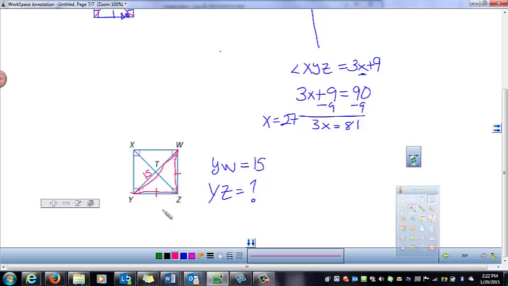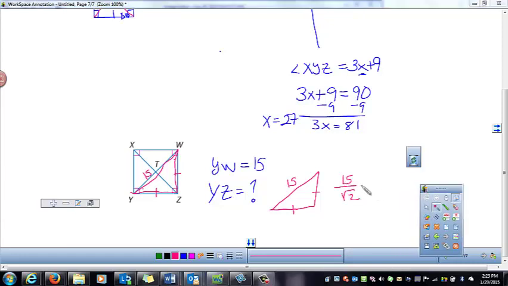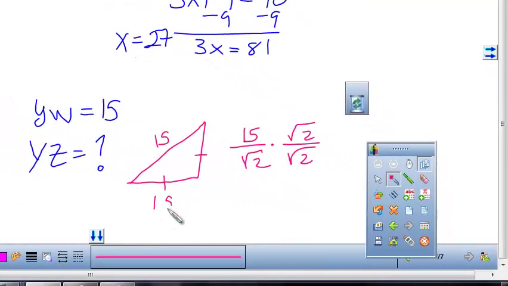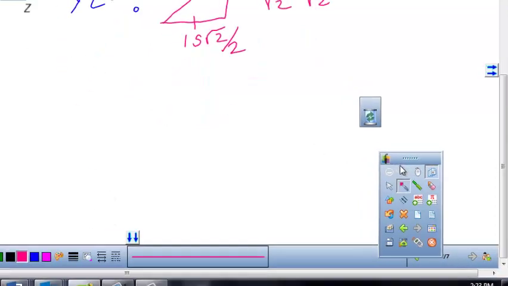So if I redraw it, remember that from last unit, my hypotenuse is 15. If I do my algebra, I would have to divide by the square root of 2, and I get 15 square root of 2 over 2. Let's try one more with the same picture.